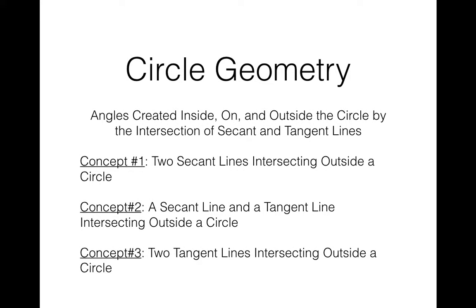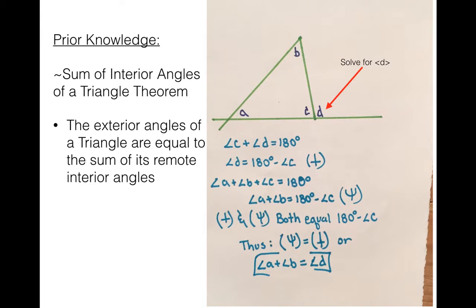Greetings. I'm going to be talking about circle geometry. I've chosen three concepts. The first one is when the angle created by two secant lines intersecting outside a circle. The second, a secant line and a tangent line intersecting outside a circle, and finishing with two tangent lines intersecting outside a circle. I'm going to start with some prior knowledge that we're going to need.